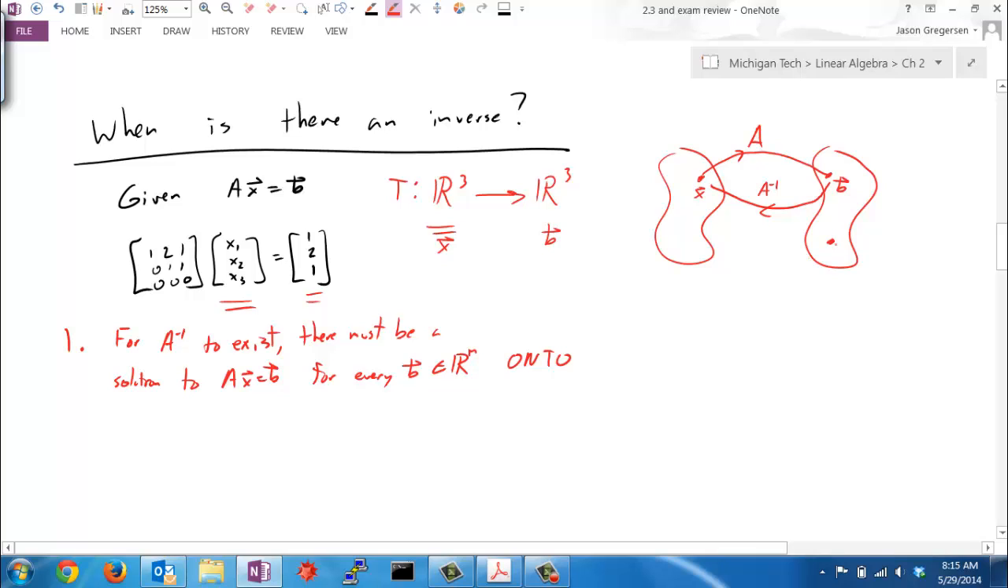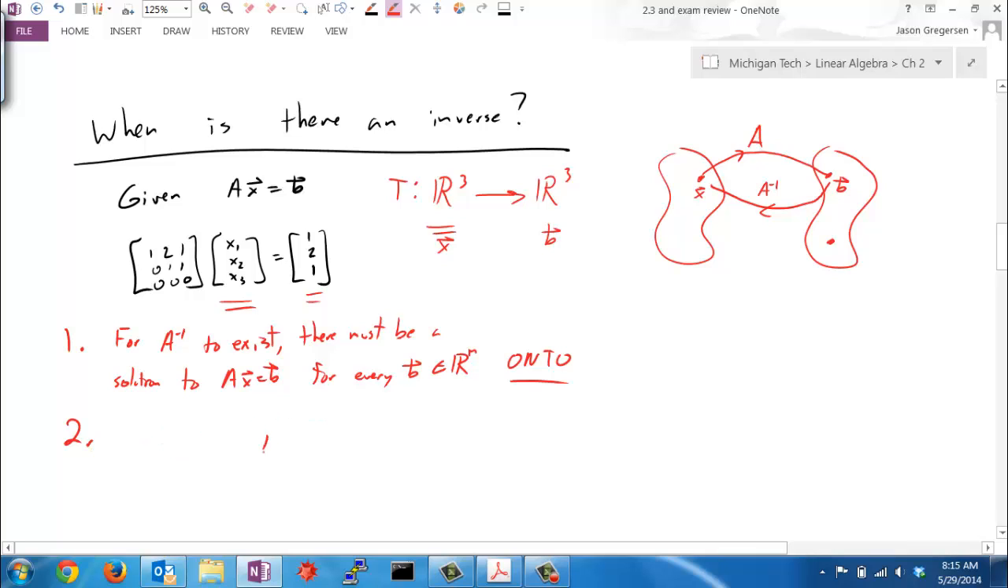Because if there was, we can just calculate this A inverse if it exists, and then we take A inverse and apply it to b, and it should map us somewhere. And it should map us to the x. So if there is no x that maps to this b, there can't be an inverse that maps b back to x. So we need it to be onto.